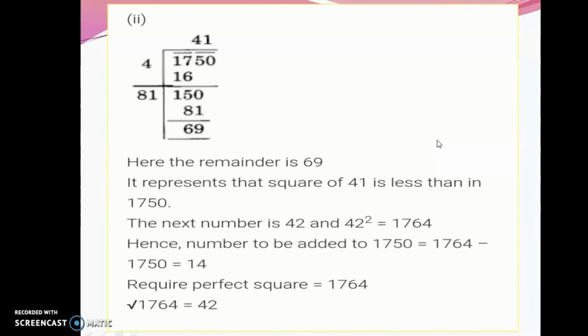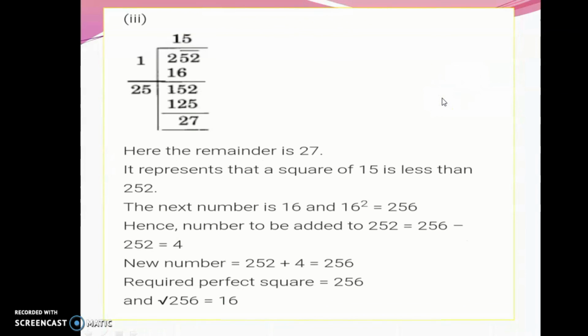Second part, 1750. Find out its square root by division method. In this case, quotient is 41 and remainder is 69. It represents that square of 41 is less than 1750, and the next quotient will be 42, and square of 42 is 1764. So which number is to be added? 1764 minus 1750, that is 14, means 14 is to be added. So our new perfect square will be 1764 and its square root will be 42.